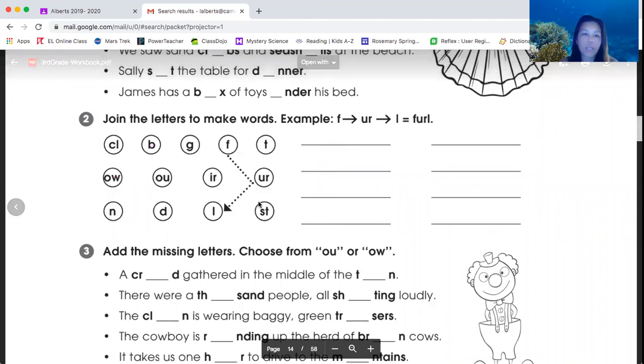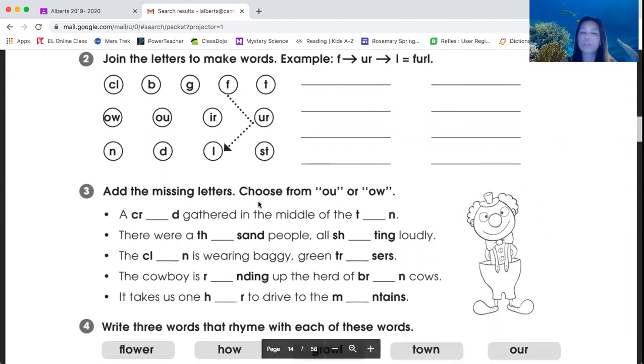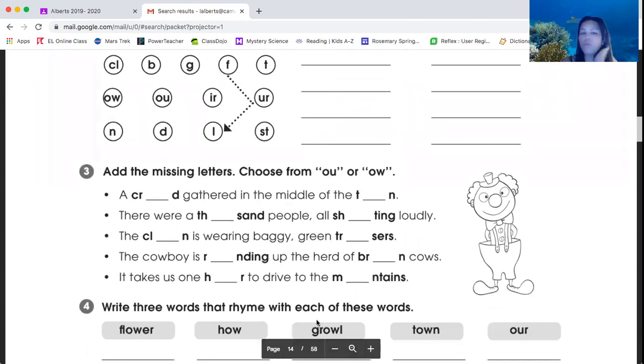Question number 3, it says, add the missing letters. Here you're gonna choose from OU or OW. So you have the first bullet point, a blank gathered in the middle of the blank. So we'll do one together. This one should say a crowd, makes the owl sound. A crowd gathered in the middle of the town. So same thing as the owl sound.